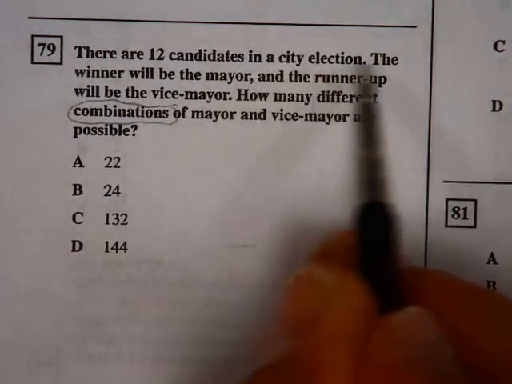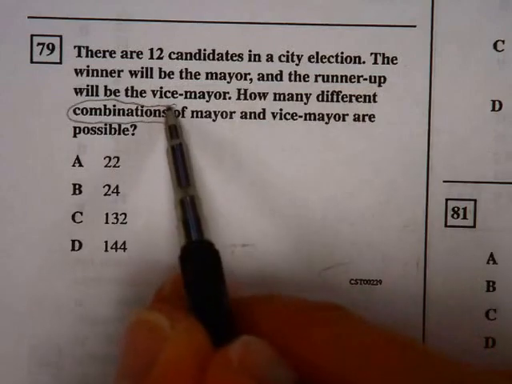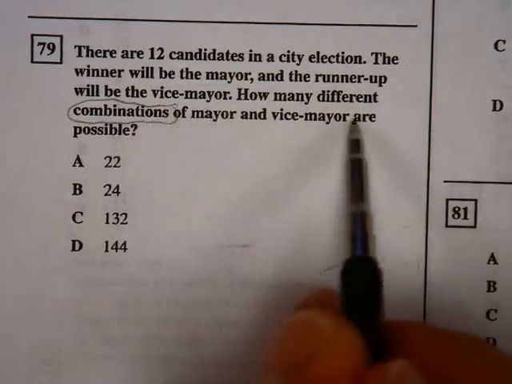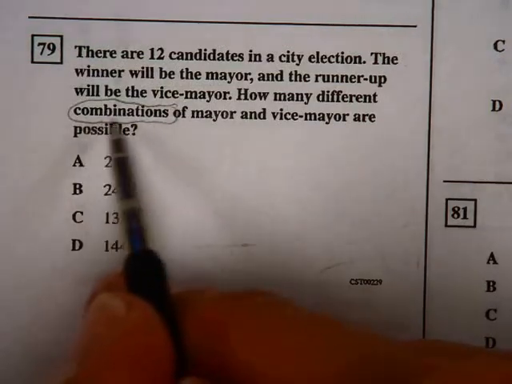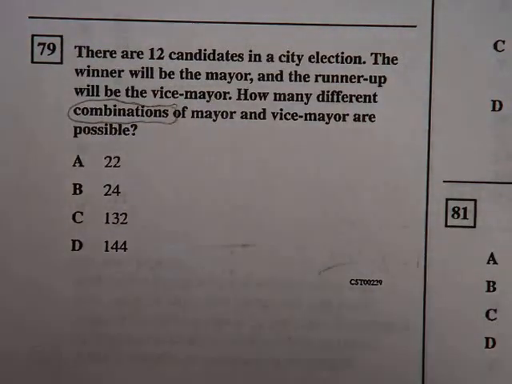12 candidates in a city election. The winner is mayor, the runner-up will be vice mayor. How many different combinations of mayor and vice mayor are possible? Well, that's a dirty lie. It's not a combination at all, because order matters. It is in fact a permutation.